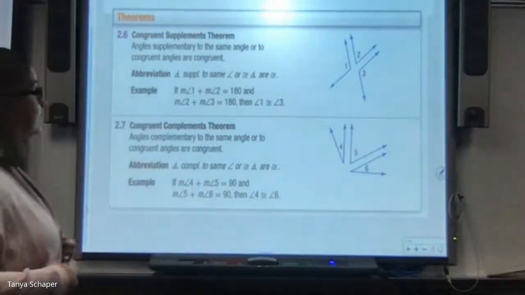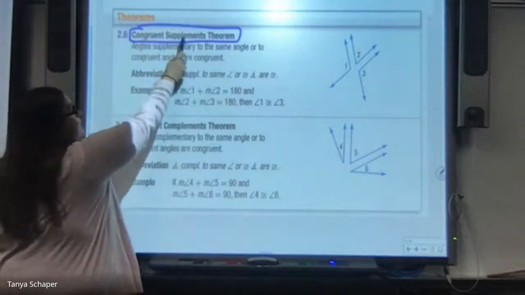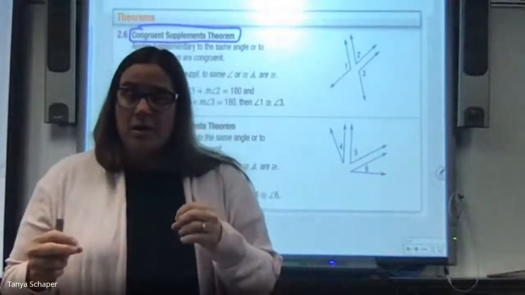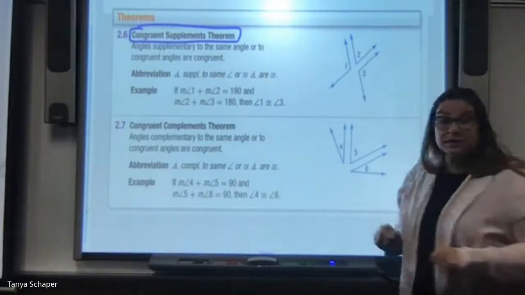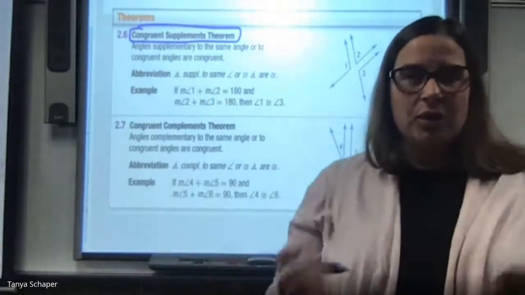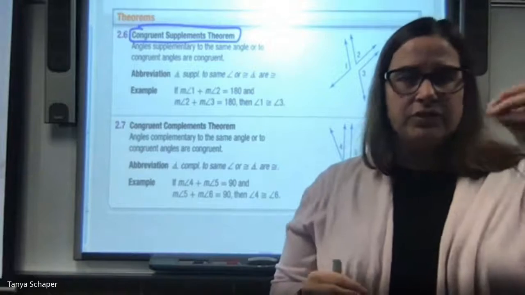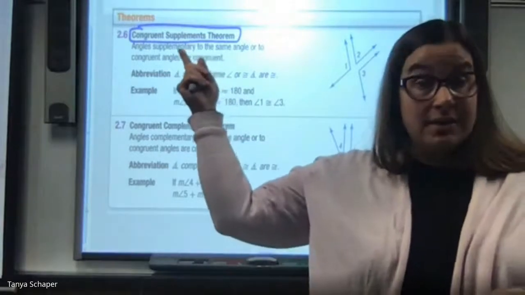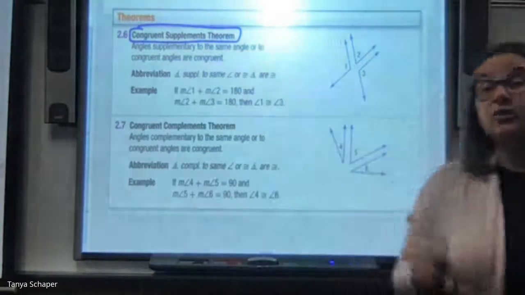So the congruent supplements theorem says, if you have two angles that are supplementary to the same third one. So if we say angles one and two are supplementary and three and two are supplementary, the congruent supplements theorem allows us to say that angle one is congruent to angle three. Because of the congruent supplements theorem, angles one and three are congruent. Okay, that's the congruent supplements.